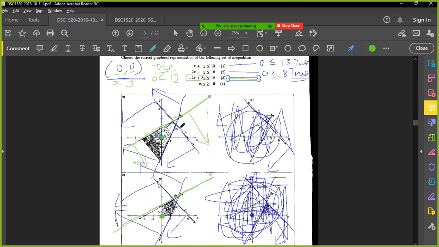So which graph satisfies all of that? 3. Oh, hold on. We're missing one more. Yes, the greater than 0. So greater than 0 must be this side, and greater than 0 must be that side. Do you agree? So above there and on the right there. Correct. So 3 is correct. I agree, because of that last inequality.